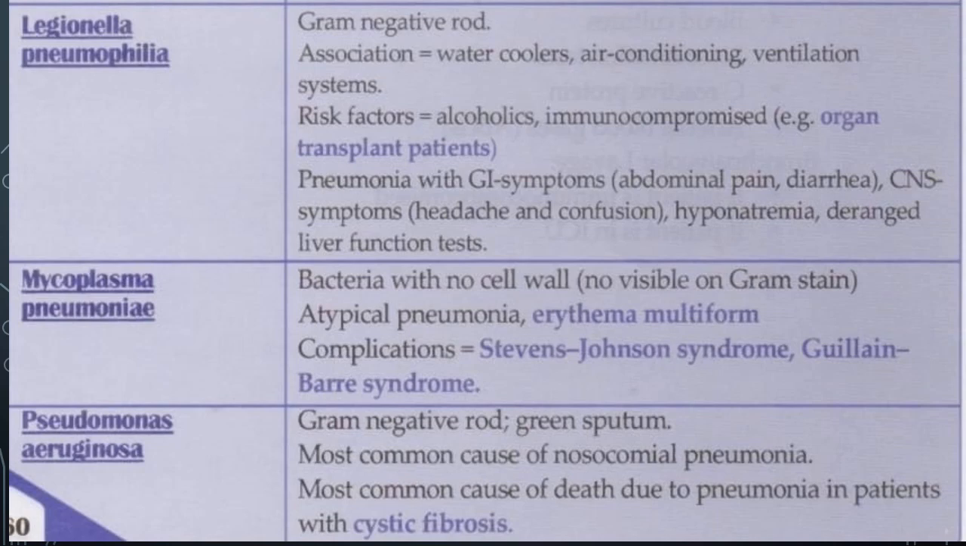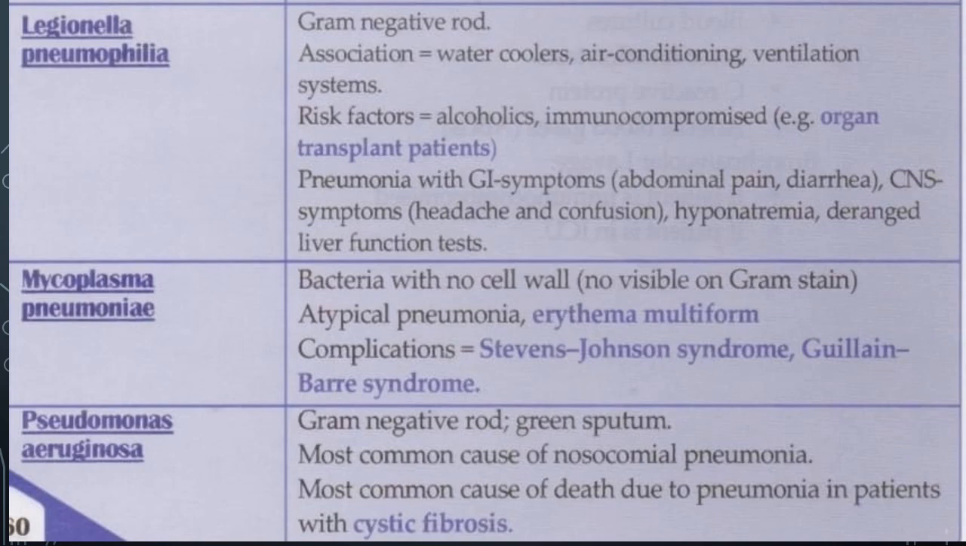This is Legionella pneumophila, which is associated with water coolers, air conditioners and ventilating systems. The risk factors include alcoholics and immunocompromised individuals, for example patients with organ transplant. Pneumonia with gastrointestinal symptoms like abdominal pain, diarrhea. CNS symptoms may also occur, for example headache and confusion, hyponatremia, deranged liver function tests, because it is a cause of atypical pneumonia. So there will be different symptoms and lung symptoms can also be present, for example dry cough, but the other symptoms are predominant, so you may be confused with the picture of pneumonia.